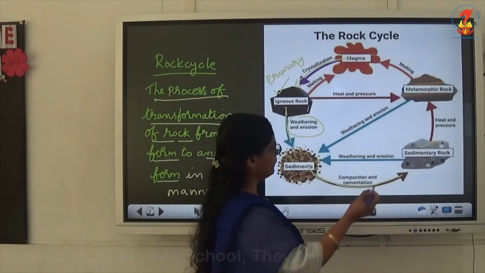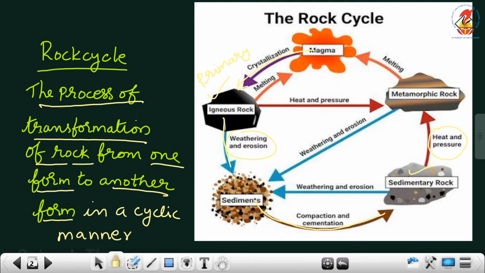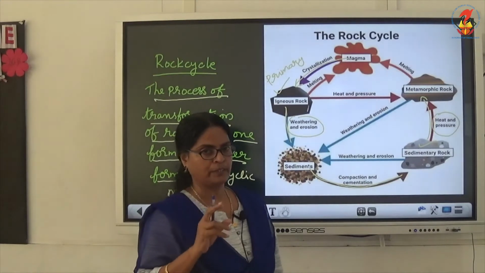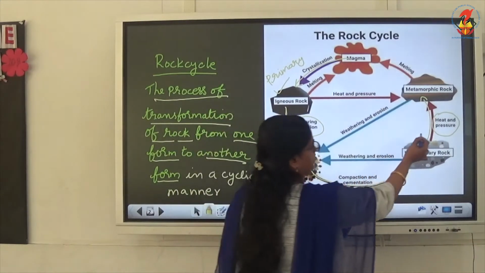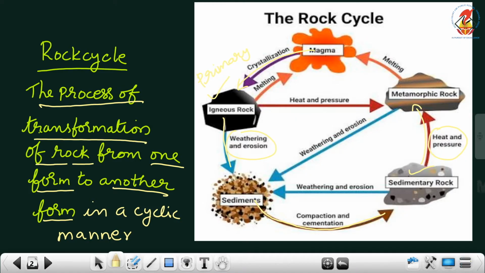Now again, the sedimentary rocks under great heat and pressure change form into metamorphic rocks. The same thing happens to igneous rocks. If they are subjected to heat and pressure, igneous rocks also change their form to metamorphic rocks. So igneous rocks become sedimentary rocks as well as metamorphic rocks.